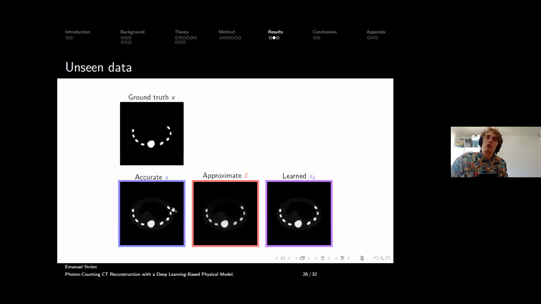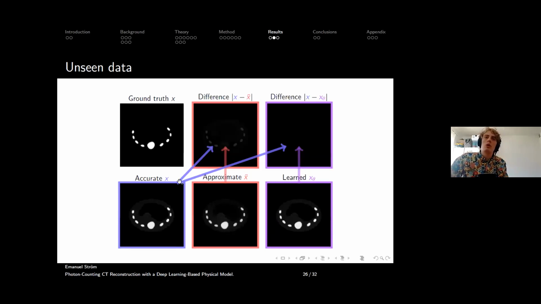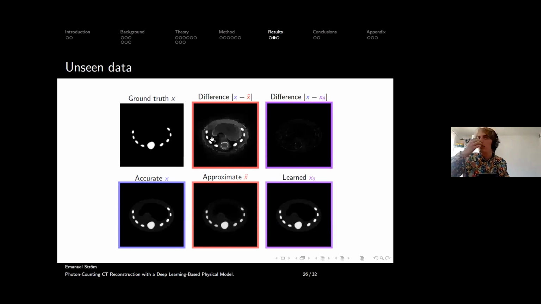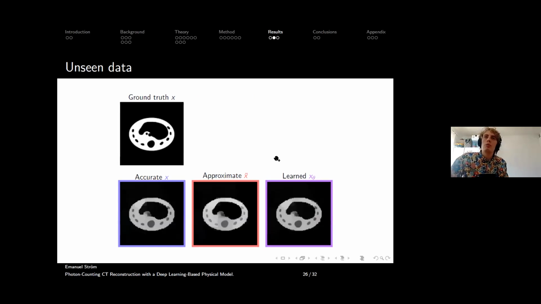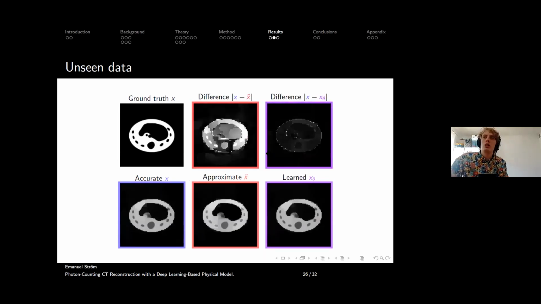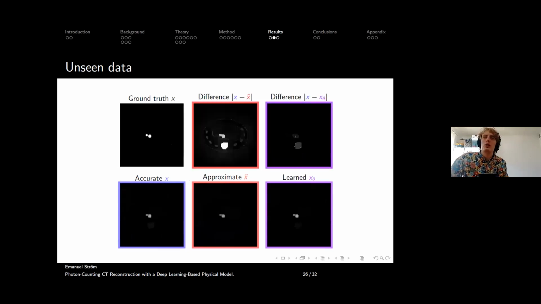So I think in order to really appreciate the difference, we plot the differences. We plot the difference between the accurate and approximate reconstruction, and we compute the difference between the accurate and learned reconstruction. And then we scale up the brightness of these images. So now we can really see that there's a difference between these two. The error here is about 1/10, more or less, of the error of this approximate forward operator. And the same goes for the water concentrations, as well as the iodine concentrations.